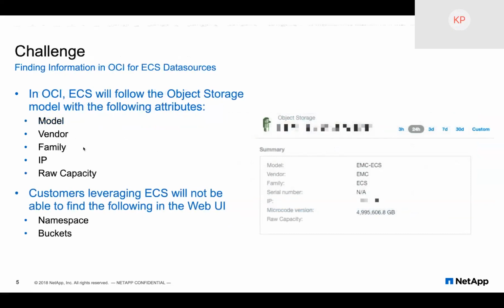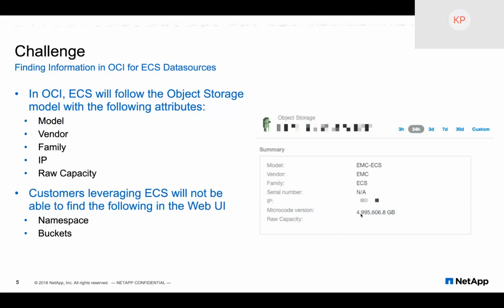You would see literally a box that says the summary: here's the model, here's the vendor, the family, and then the raw capacity. You'll also notice that because of the REST web UI, the microcode version is in here, and because it's null, it bumps the raw capacity up to that level. But what you care about, the namespaces and the buckets, do not show inside this model. This is because we model this under what we call the object storage model, which follows our cloud data model, which means everything inside ECS is found inside the data warehouse.